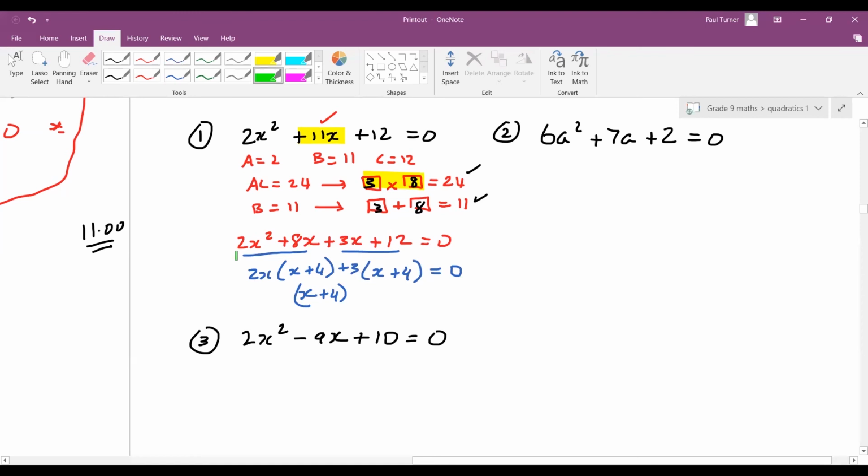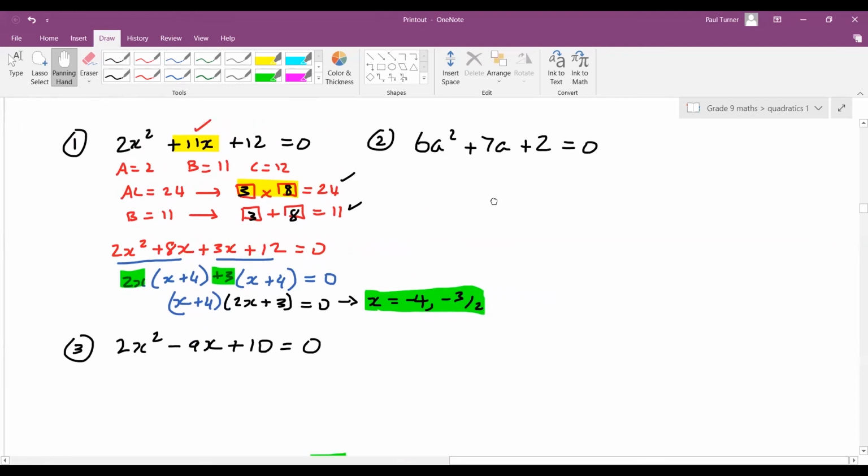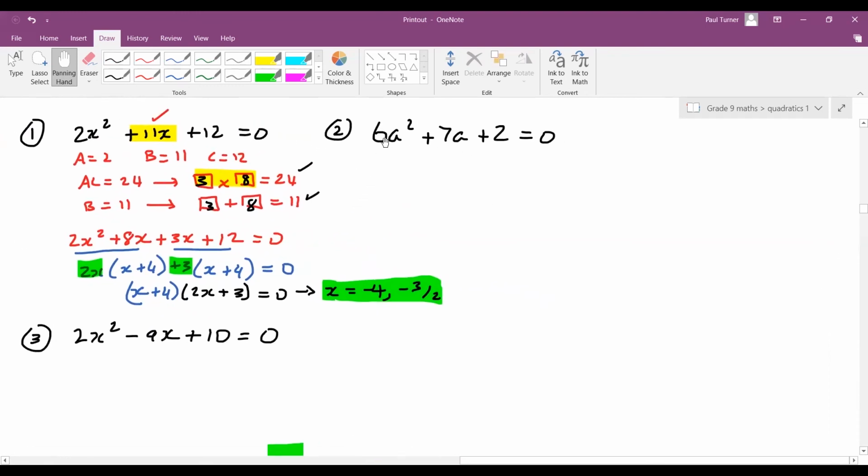And you are left with 2x plus 3 here. So that forms the second factor. 2x plus 3 equals 0. So from that, x equals minus 4 or minus 3 on 2, like that. So that's your answer for question 1. Okay, so hopefully that's okay. We'll come across here a bit. So how about question 2?